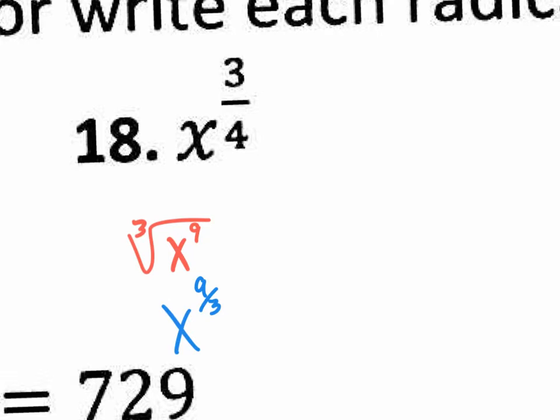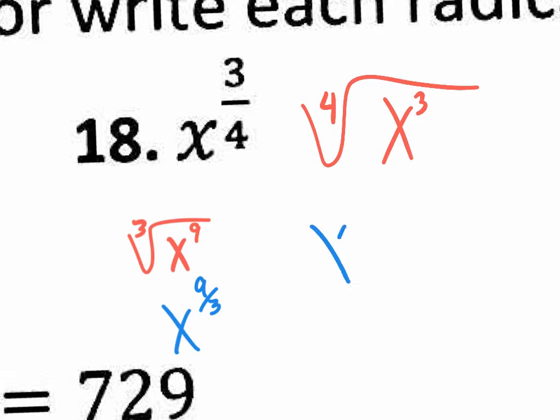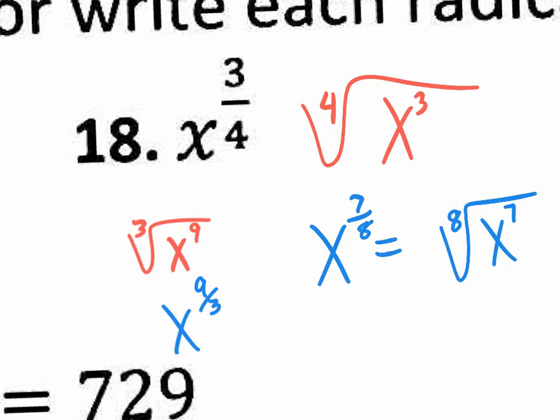Okay? So what am I going to write as my radical? What is the root? 4. What's the power? 3. Done. Okay, let me throw in a couple extra ones. How about this one? X to the 7/8. What am I going to write that as? 8th root, 7 inside. X to the 7th. Perfect.